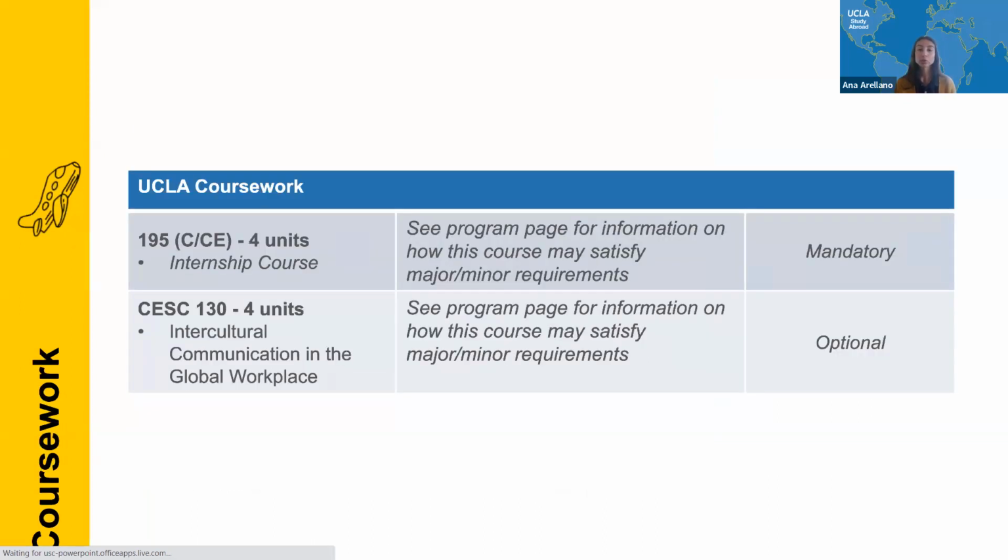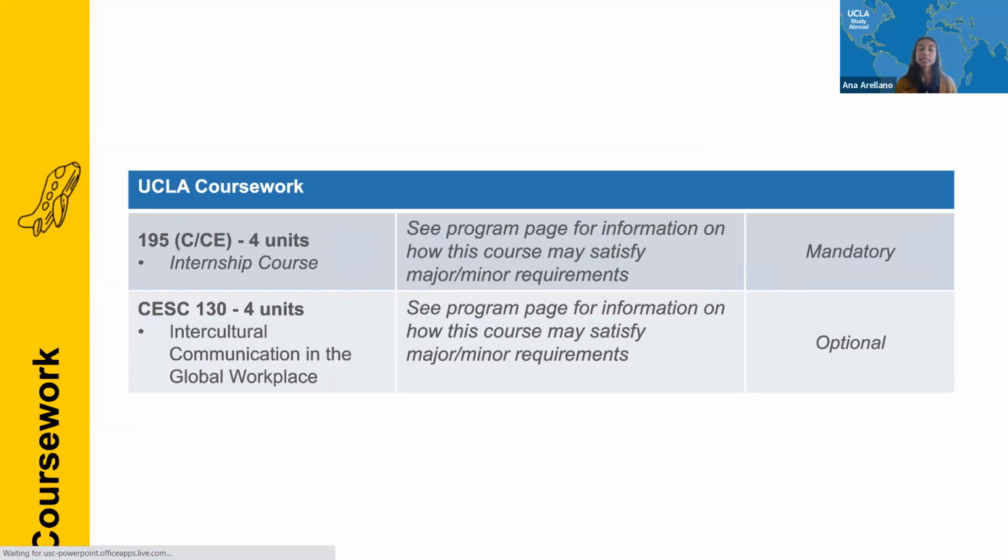The coursework that students would be enrolling in: the mandatory course is the 195 internship course. Depending on the academic track that you pursue, this may be a 195C or 195CE. Similarly, depending on the academic track that you enroll in, this may or may not satisfy major or minor requirements. So I'd encourage you to view the individual program pages to see what that course could satisfy on your record.